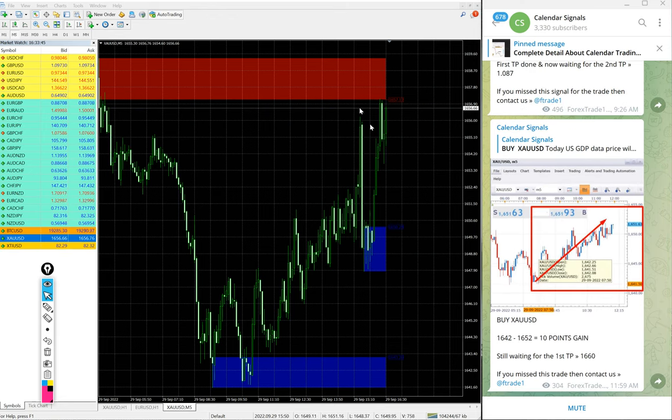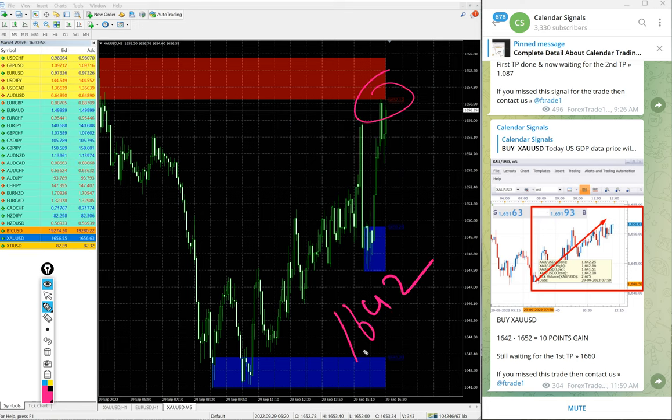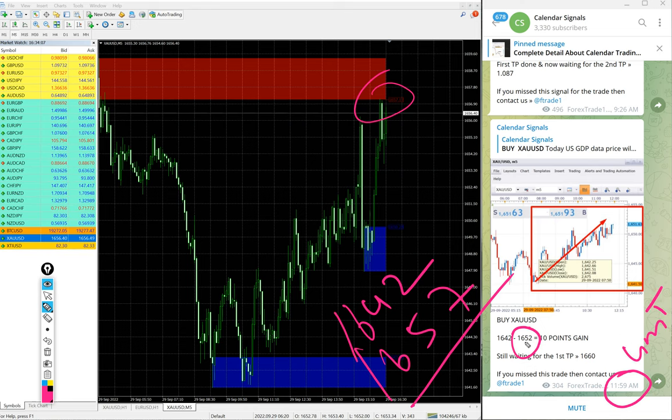Now we will see the performance of signals one by one. First we will see the gold performance, which is buy XAUUSD. Entry at 1642 and high traded 1657. We mentioned high traded 1652 at 11:59 AM GMT. It moved further by 5 points. So as of now, total gain in the buy XAUUSD signal is 15 points. We mentioned 10 points at 11:59 AM GMT, and further it moved 5 points more. So 15 points gain on buy gold.